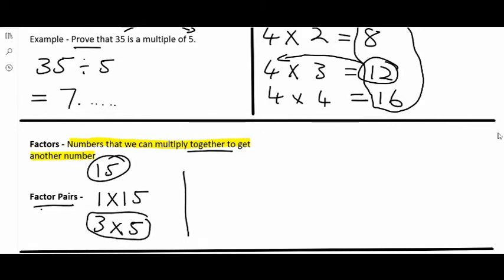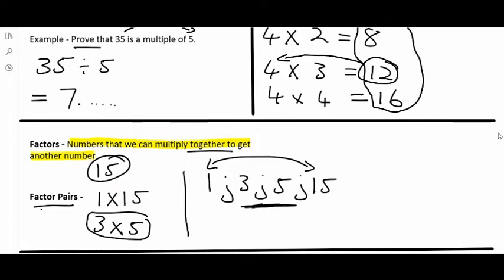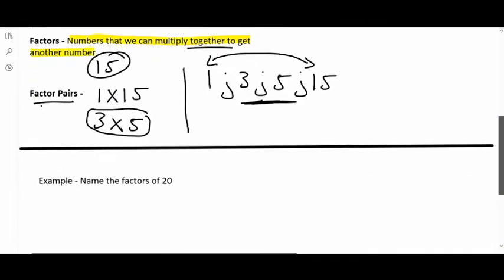If I wanted to name them as individual numbers, I can say that the factors of 15 are going to be 1, 3, 5, and 15 itself. Don't forget about these two. These two are still considered factors. Factors of a number will always include 1 and itself. And in the middle, well, that's for you to decipher.